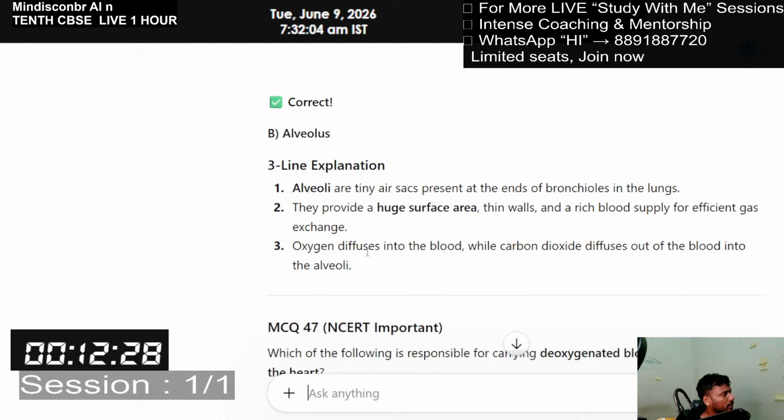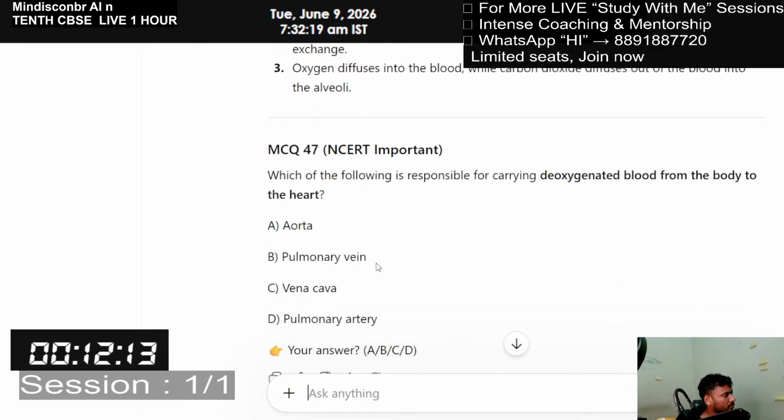The alveoli are tiny air sacs present at the ends of bronchioles in the lungs. They provide a huge surface area, thin walls, and rich blood supply for efficient gas exchange. Oxygen diffuses into the blood while carbon dioxide diffuses out of the blood into the alveoli.